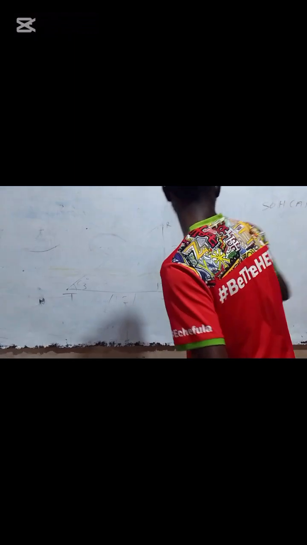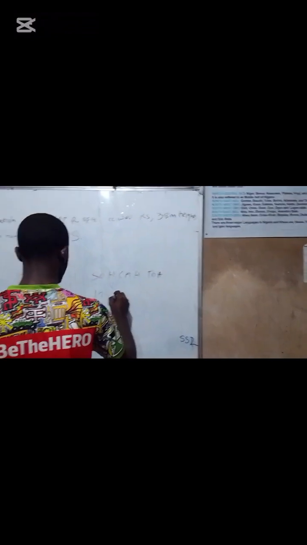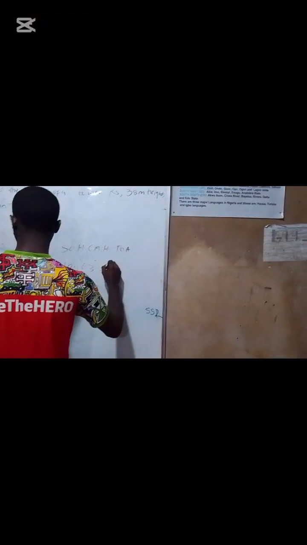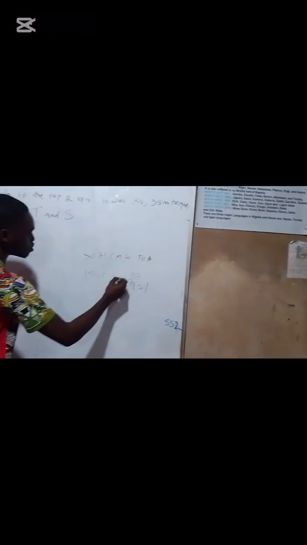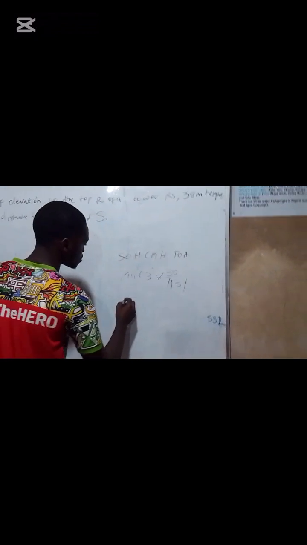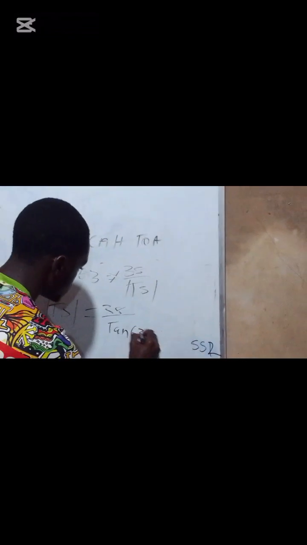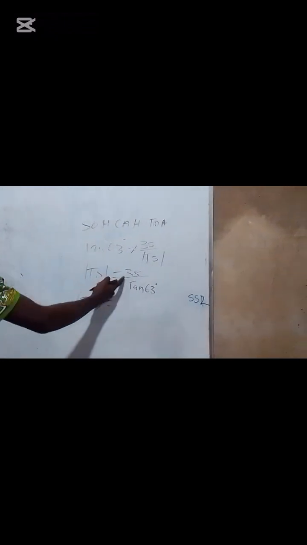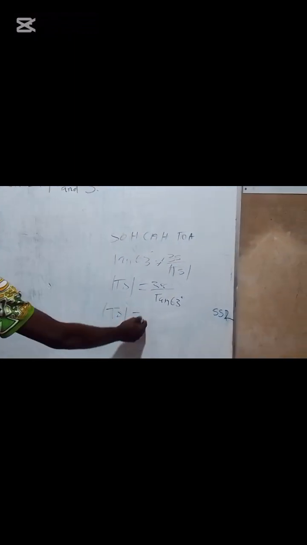Opposite and adjacent. That is SOHCAHTOA, so that is our tan. Tan 63 degrees is equal to the opposite, that is 38, all over TS, which is what we are looking for. So from here we can cross multiply. TS is equal to 38 all over tan 63 degrees. So TS is 38 divided by tan 63 degrees, then we get our TS.